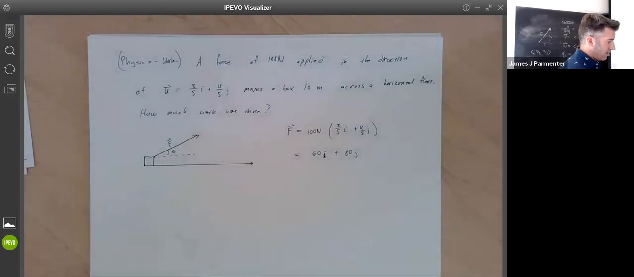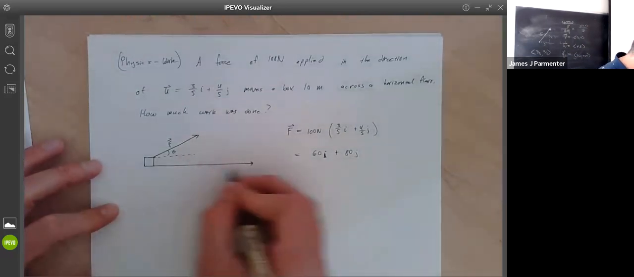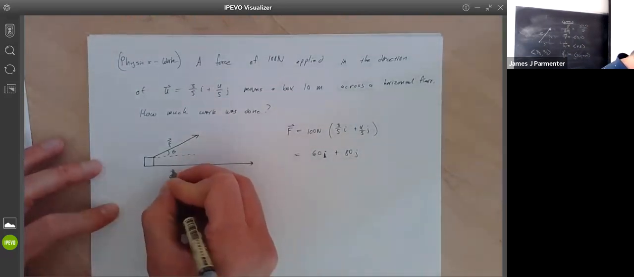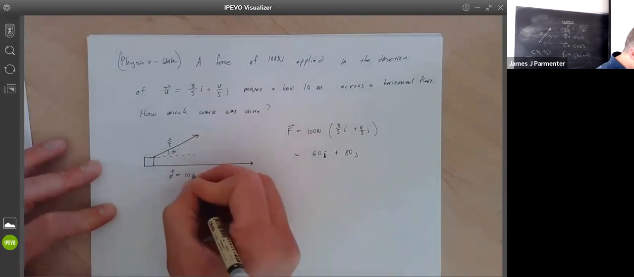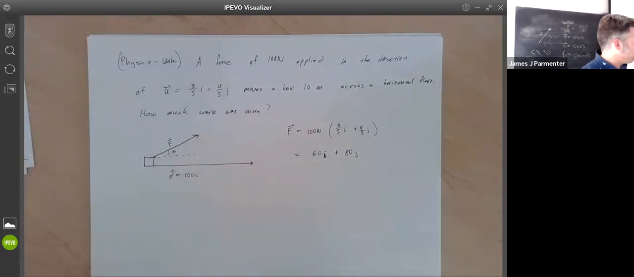Only the component of force that's in the same direction as the direction we're moving, right? So we're going to move this direction, and we're going to move 100 in that direction. So that's the vector that's in the direction that we're moving. So we want to know how much work we're going to do by finding how much force is applied in the direction that we're moving.